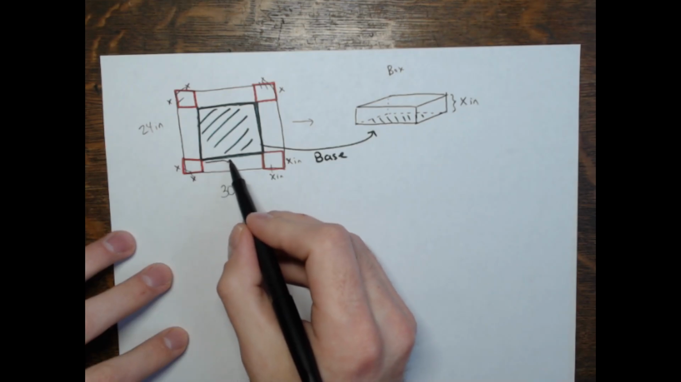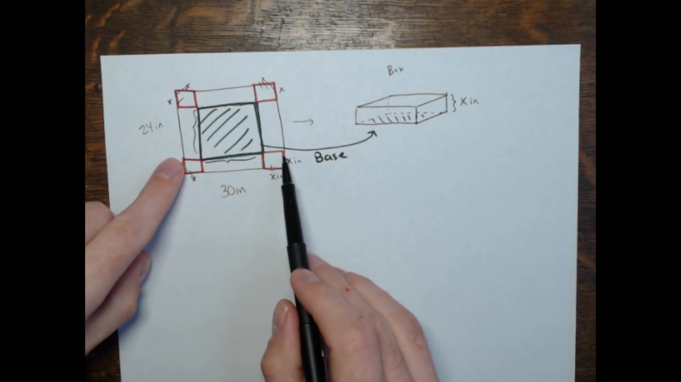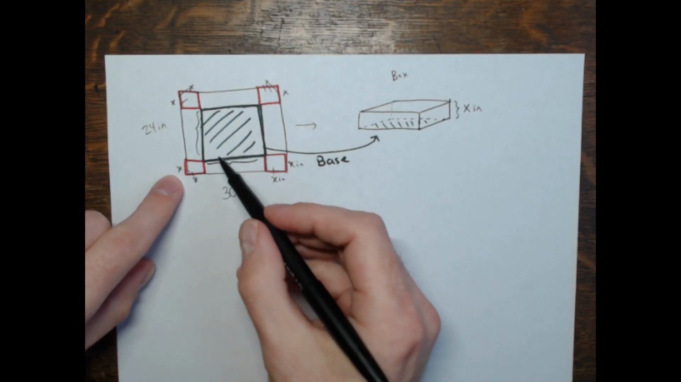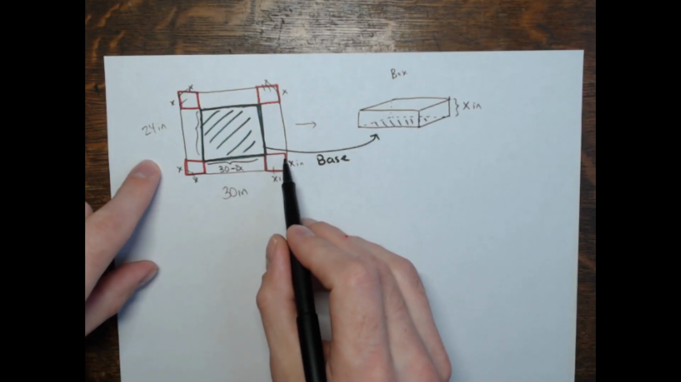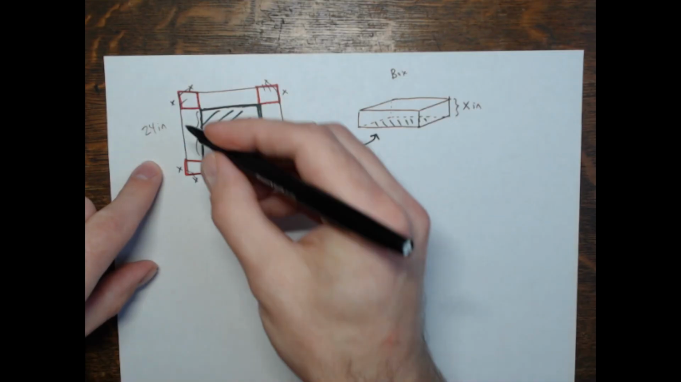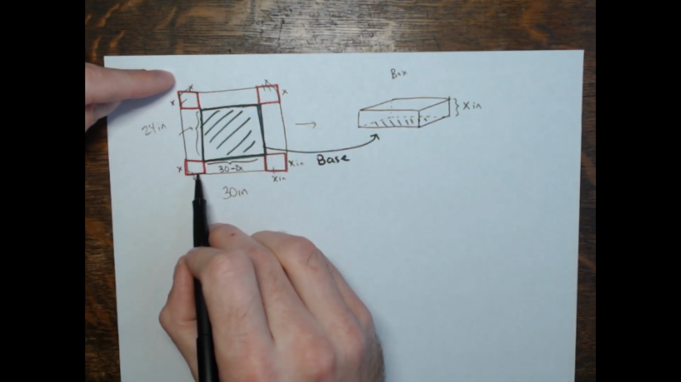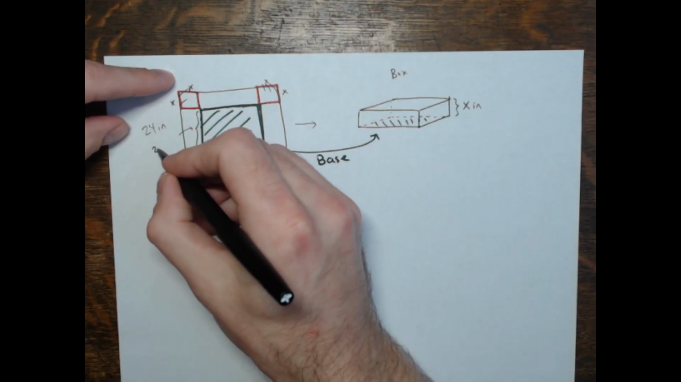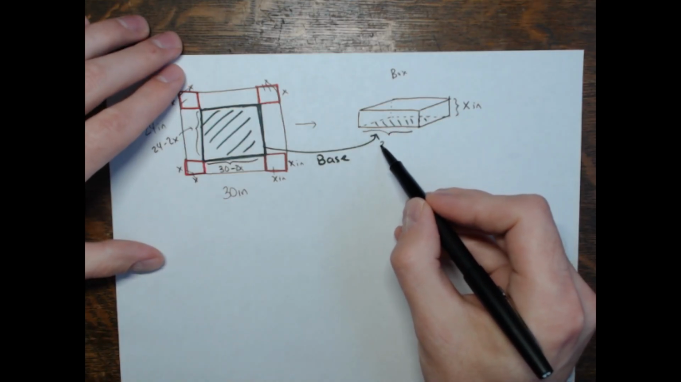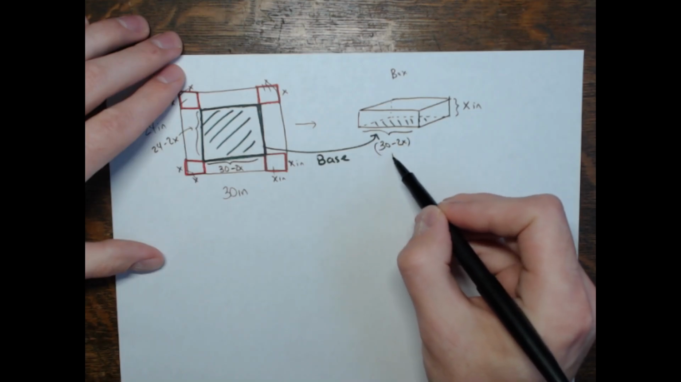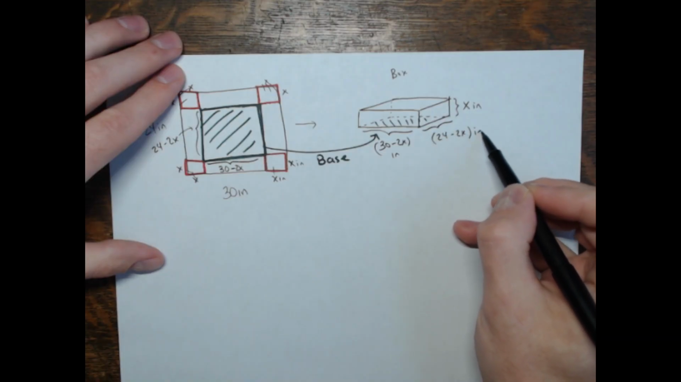Now the length and width of this base here, see this side here? I had 30 inches across, and then I cut x from both sides. So that new length is going to be 30 minus 2x, because I cut x from both sides, so that's 2x. And same thing with this, I have 24 inches across the whole way. I cut x inches off of both sides, so the new length will be 24 minus 2x. So on my box here, one side is 30 minus 2x inches. The other side is 24 minus 2x inches.